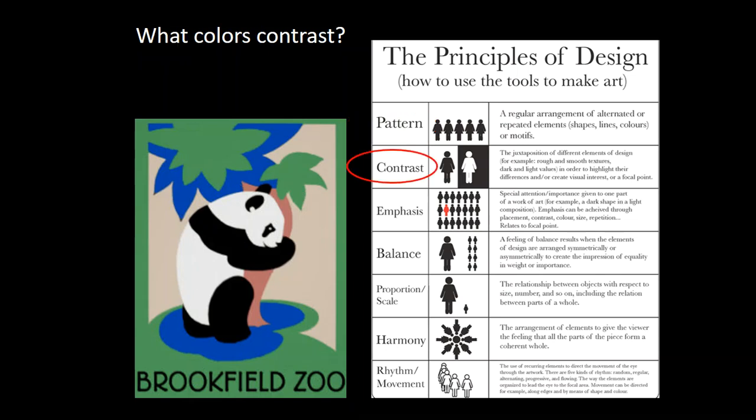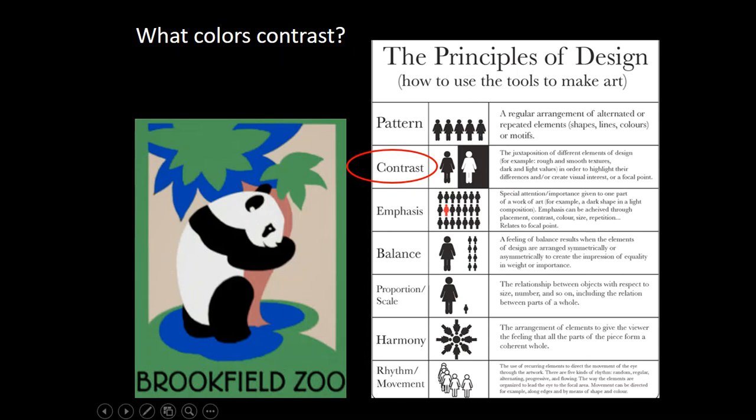Contrast. So do we have good contrast in here? The juxtaposition of different elements of design. For example, rough and smooth, dark and light. Do we have dark and light in here? Absolutely. So that dark color of the tree leaves against that creamy background creates a nice contrast. Your panda bear has excellent contrast with the black and the white. And even the white stands out against that cream background.